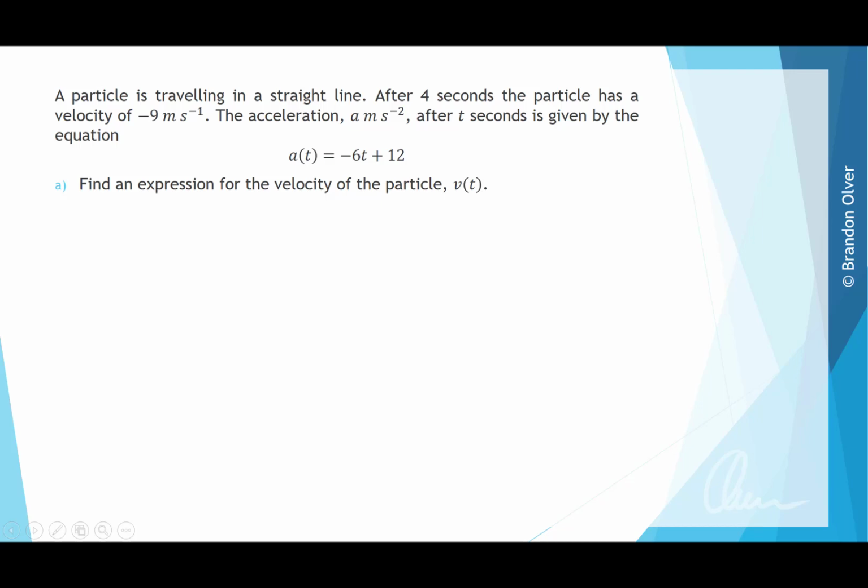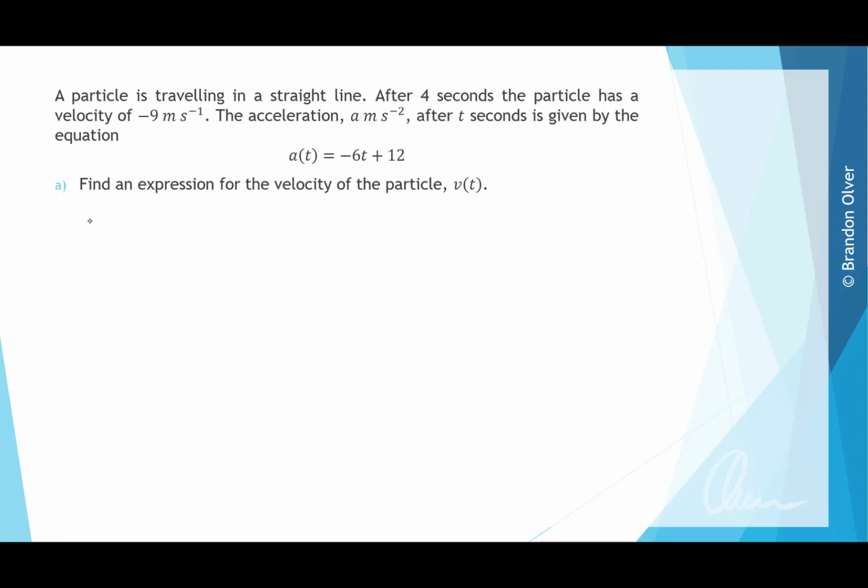A particle is travelling in a straight line. After 4 seconds, the particle has a velocity of -9 meters per second. The acceleration a meters per second squared after t seconds is given by the equation a of t is equal to -6t plus 12. For part A, we're asked to find an expression for the velocity of the particle, v of t.